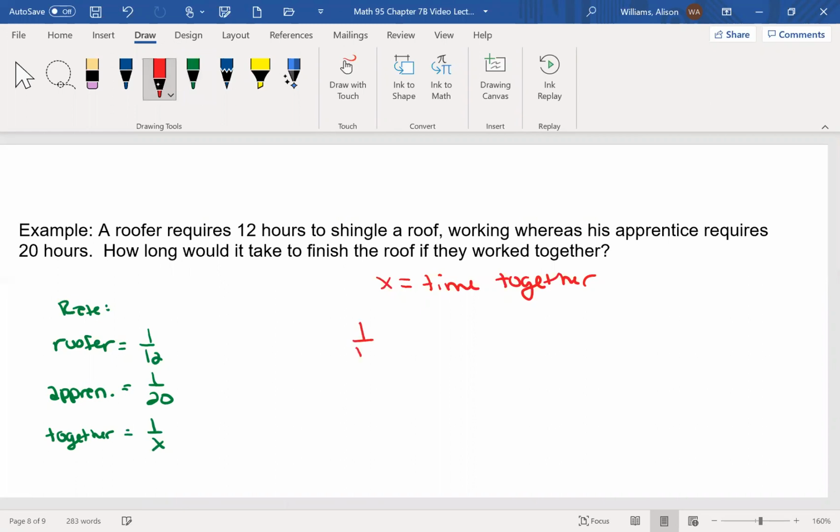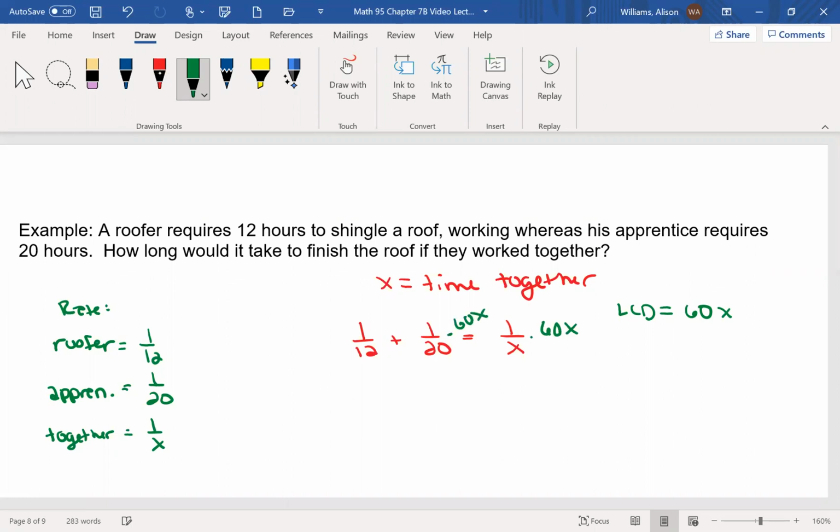So 1/12 plus 1/20 equals 1/x. Okay, so I need to find the LCD. Now, multiples of 20 are kind of nice. 20, 40, 60. 60 happens to be a number that 12 goes into. So 60x would be the least common denominator. So that's what I'm going to multiply everything by. 60x.